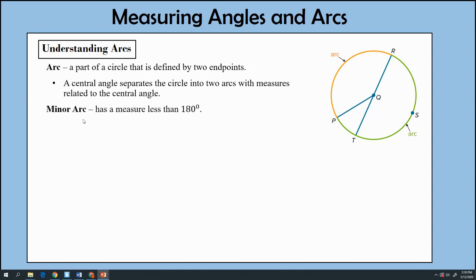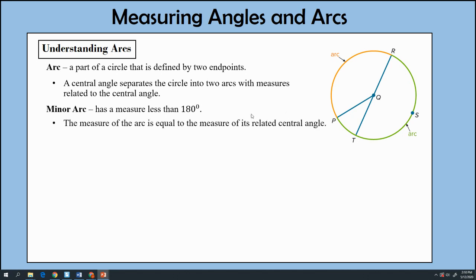So one type of arc we have is what's called a minor arc, and a minor arc has a measure that's less than 180 degrees. We know the full distance around the circle is 360, so we know half the distance around is 180. So any arc that's less than halfway around the circle is going to be a minor arc.